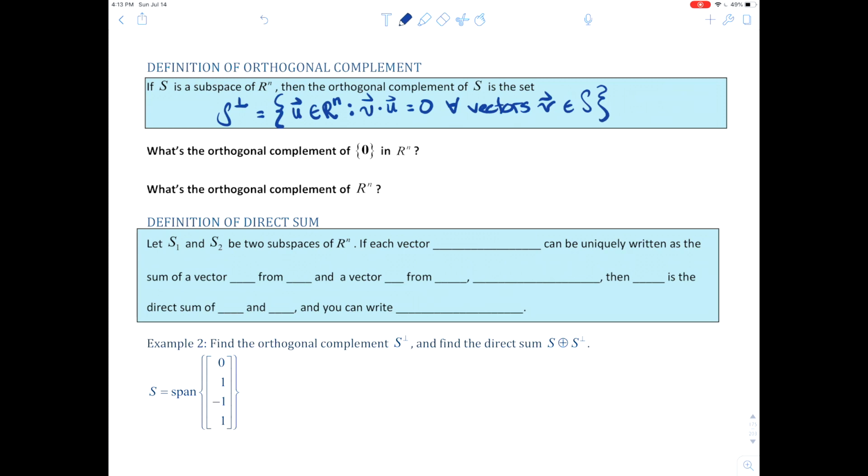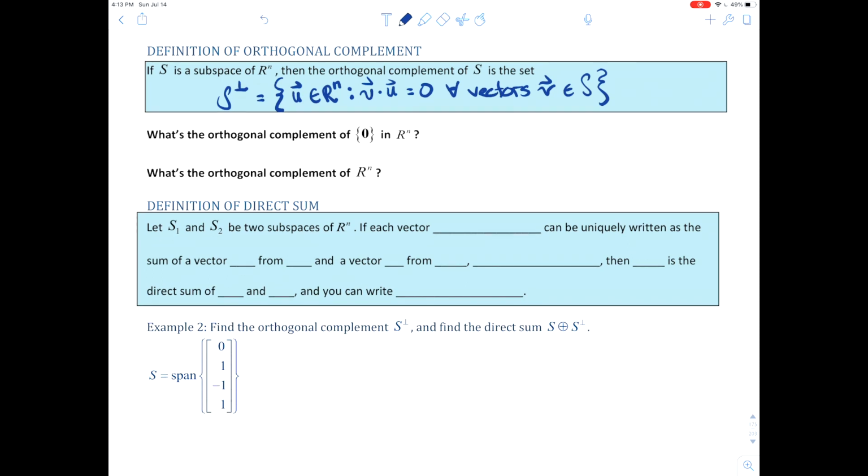Cool? Okay, so what would the orthogonal complement of the 0 vector in Rn be? Well, let's think about this. The definition includes the dot product, right? So here we want to figure out all the possible vectors U that belong to Rn that when multiplied by the 0 vector get a dot product of 0. Good, all of them, right?